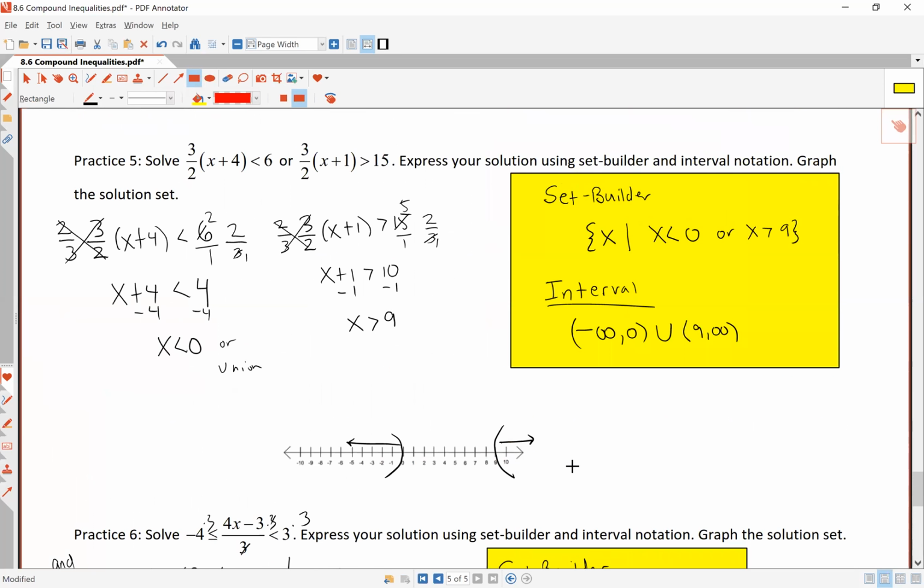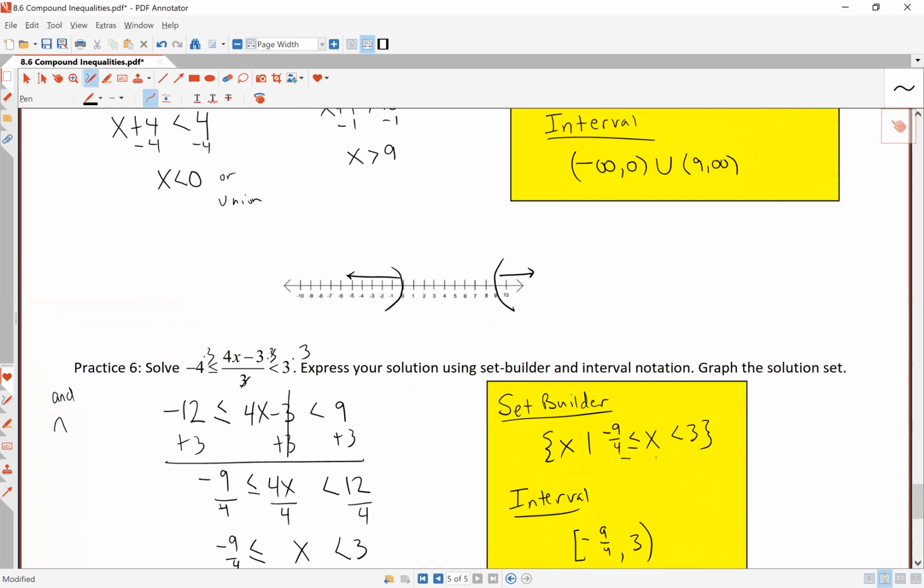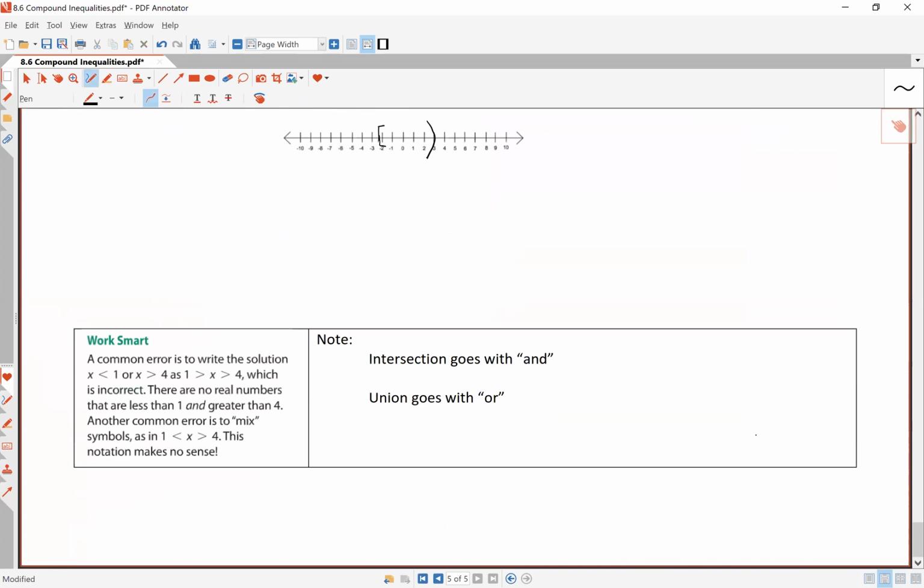And again, notice that in the or statements, there is no way to write this compact notation like there was with the ands. And that's what this work smart statement is saying. If you have x is less than 1 or x is greater than 4, it is not correct to write it in that compact notation. There are no real numbers that are less than 1 and greater than 4. And another common error is to mix symbols, as in x is greater than 1 and x is greater than 4. This notation makes no sense.